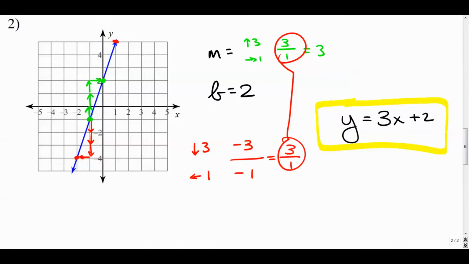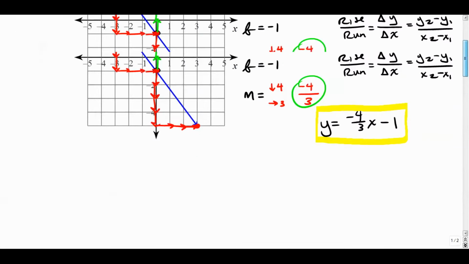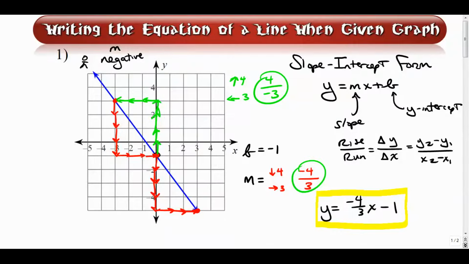And that's it. My next one, I'm going to be going through how to write the equation of a line when given a slope and a y-intercept, a slope and a point, 2 points, a point and a line parallel, and a point and a line perpendicular.